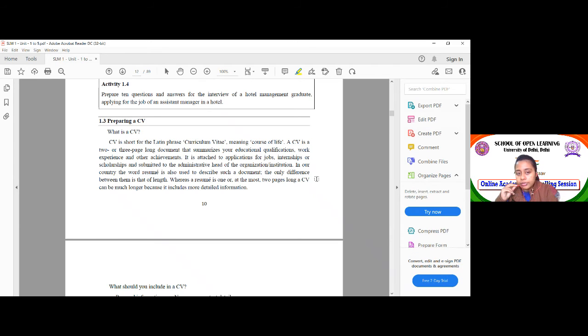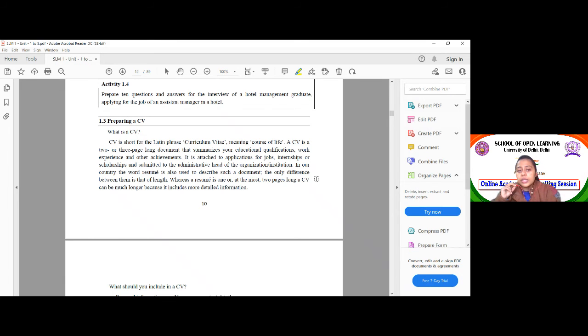CV is a short Latin phrase for curriculum vitae, meaning course of life. A CV is a 2 or 3 page long document that summarizes your educational qualifications, work experiences, and other achievements. It is attached to job applications, internships, or scholarships and submitted to the administrative head of the organization or institution. In our country, the word resume is also used to describe such a document.